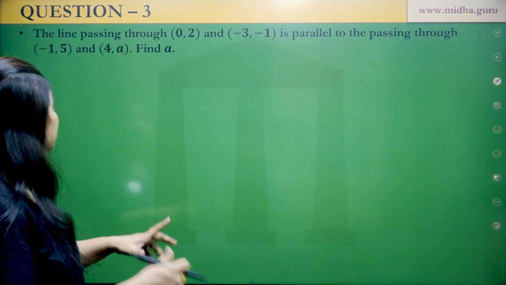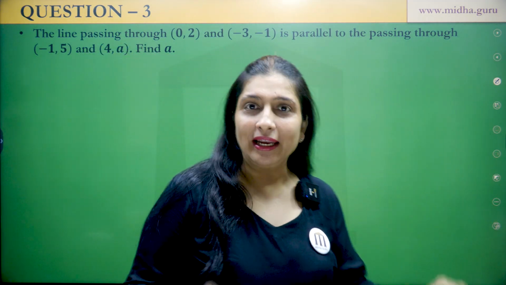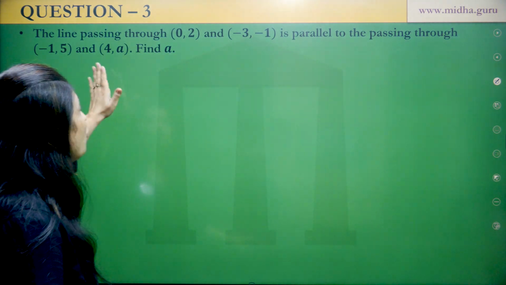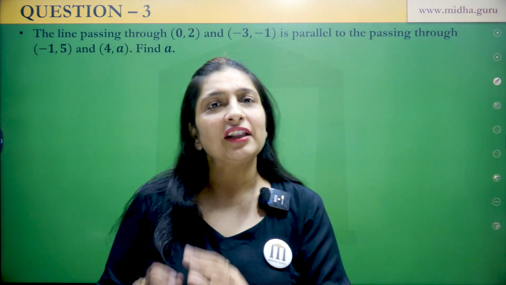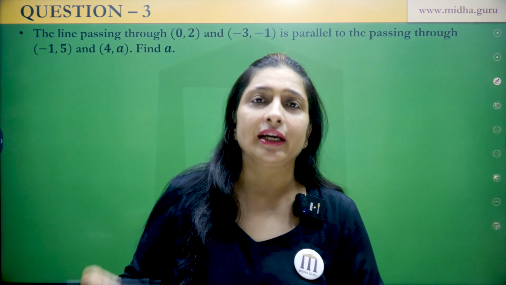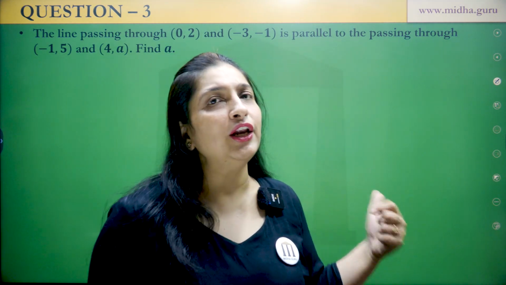Next question. Question 3. The line passing through 0, 2 and minus 3, minus 1 is parallel to the line passing through minus 1, 5 and 4, a. We have to find the value of a. There are 2 lines which are parallel to each other. On each line, 2 coordinates are given through which the lines are passing, right? So we have to find the value of a.